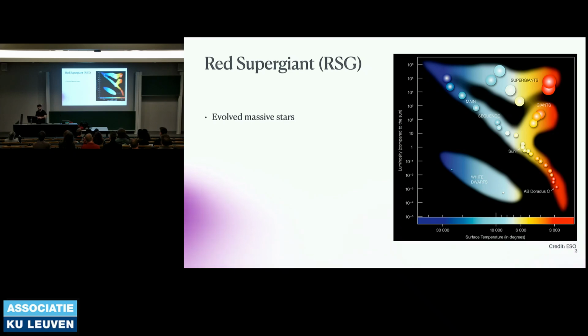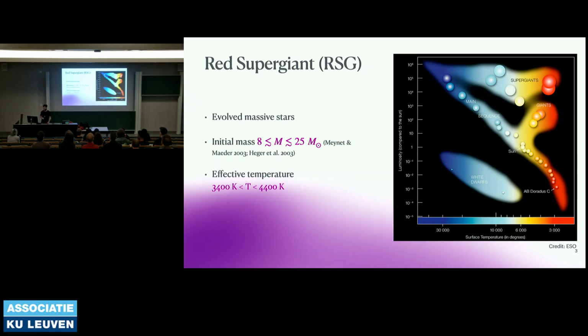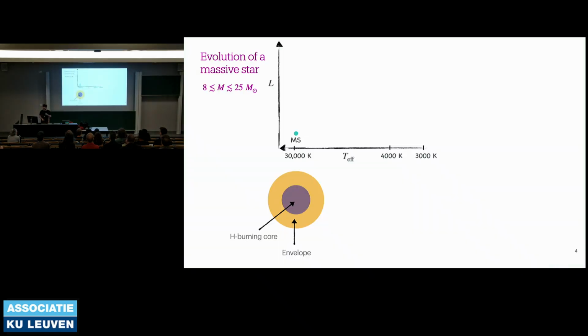They are evolved massive stars with initial masses from around 8 to 25 solar masses. And they have cool temperatures. That's why they are at the upper right part of the HR diagram, and they have large radii compared to the other stars.